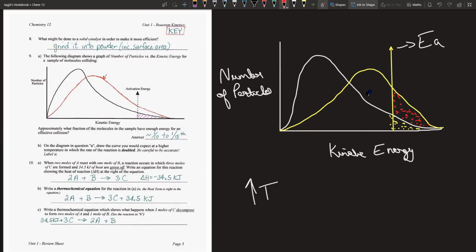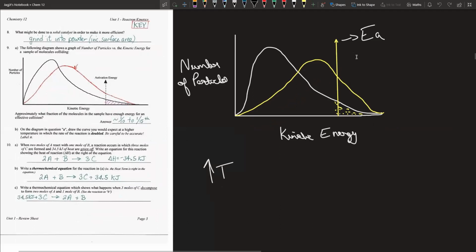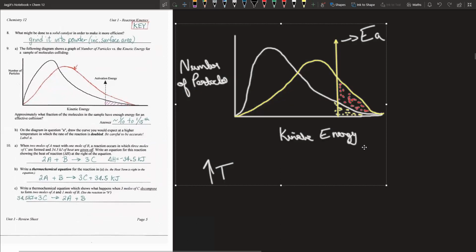So you need to know how to graph this. As the temperature increases, this graph is going to get pushed to the right. The peak will be lower, but because it gets pushed to the right, there's more particles. Because you increase the temperature, a lot more particles have crossed now. See that? So it will get pushed to the right and it will be a bit lower. Remember that. You'll need to draw this out. Okay? Excellent. Let's move on to the next part.